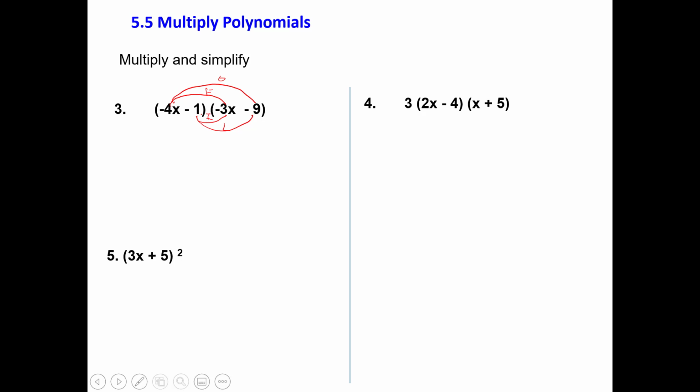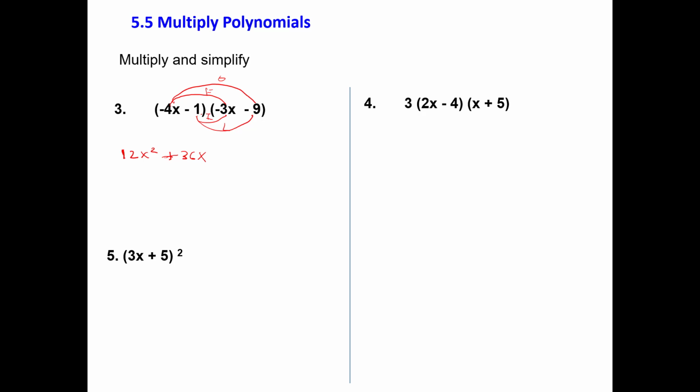Now we multiply the first terms. -4 times -3 is positive 12. Yes, negative times negative is positive, and it's positive 12x to the second. The outer terms, negative times negative is positive. Positive 4 times 9 is 36x, plus 36x.